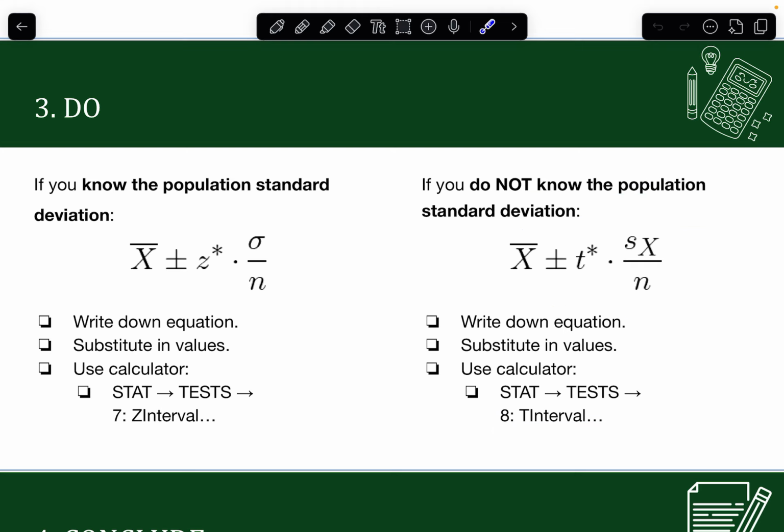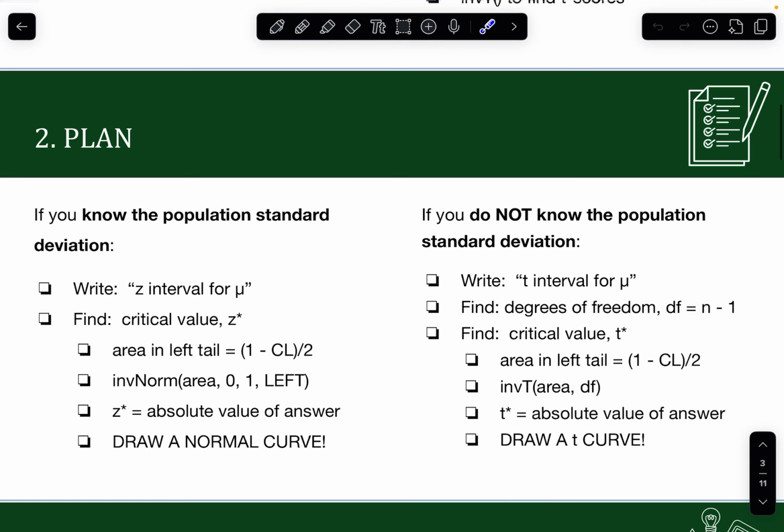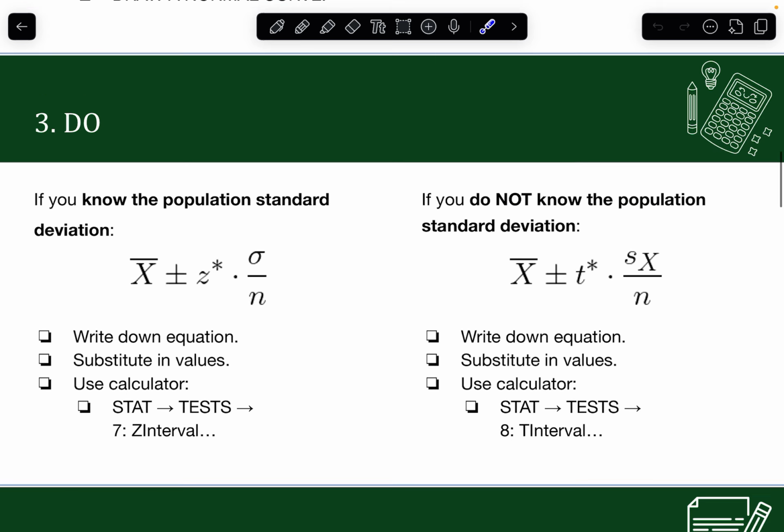So pretty straightforward. Once you've figured out whether you know the population standard deviation or don't, it's following directions, right? Z-interval, t-interval, formula, plug in values, plug in calculator.